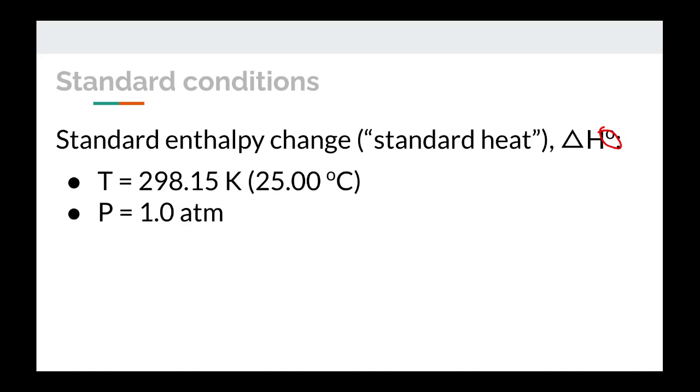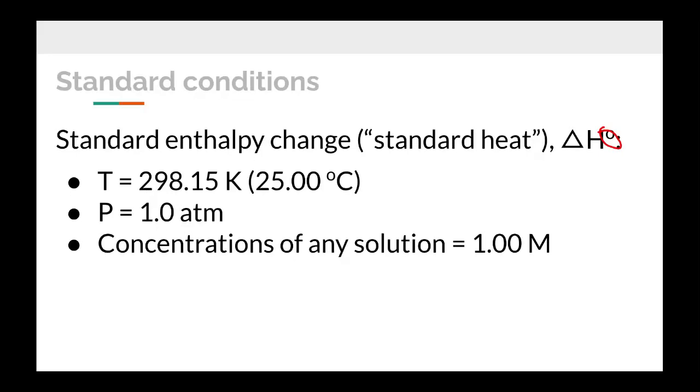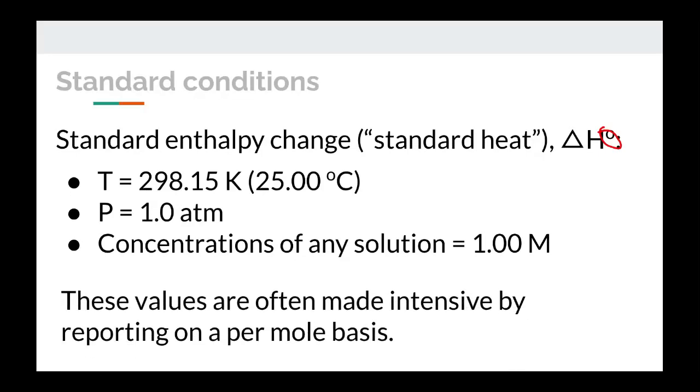The pressure is an atmosphere. This is a little bit of a lie. The pressure is actually 1 bar, but a bar is 0.987 atmospheres, and the approximation is close enough because delta H doesn't change that much with pressure. And if there are any solutions involved, then their concentrations are 1 molar. And then these values are often made intensive instead of extensive by always reporting them on a kilojoules per mole basis.